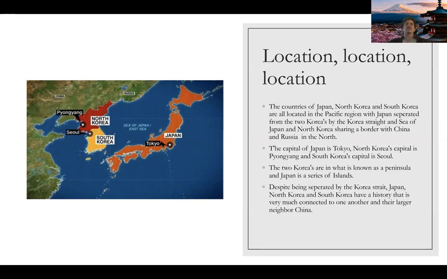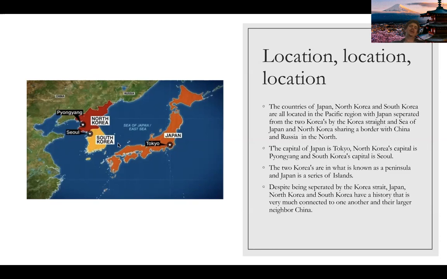The capital of Japan is Tokyo, with a population of right around 10 million, I believe. North Korea's capital is Pyongyang. It has a population of roughly 3 million. And then Seoul, South Korea, has a population of right around 9 million as well.